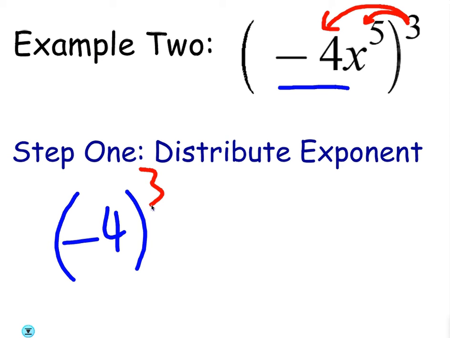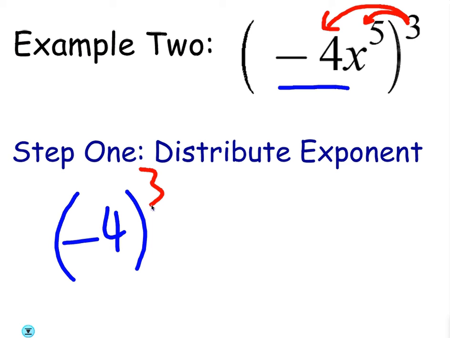So when you distribute to a negative, the whole negative is being cubed. Now we know that a negative times a negative times a negative is going to be negative anyways, but let's say that it was negative 4 squared. Then it would be definitely important to put those parentheses because you'd get positive 16. If you didn't put parentheses, you'd get negative 16, which would not be correct.